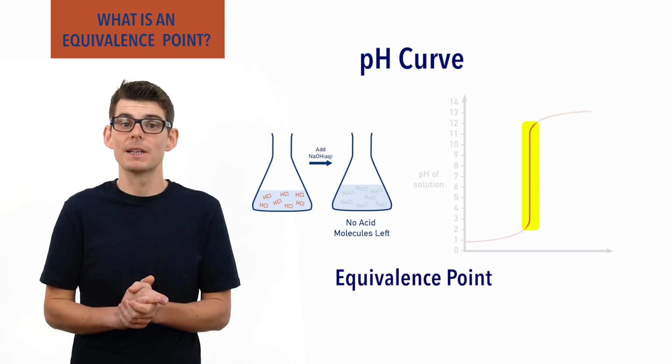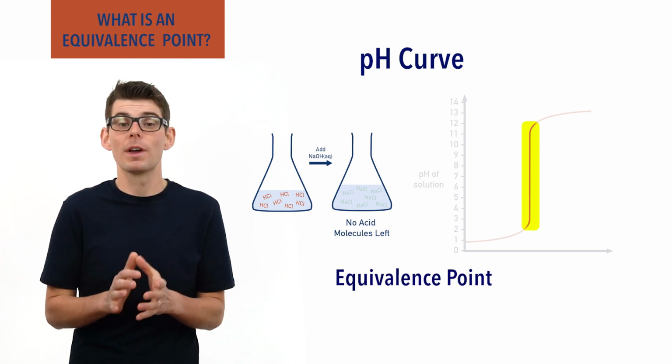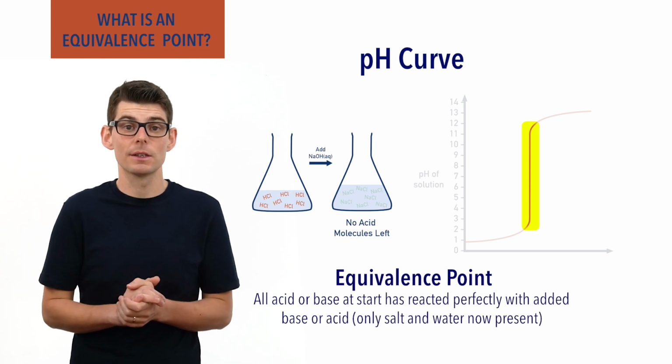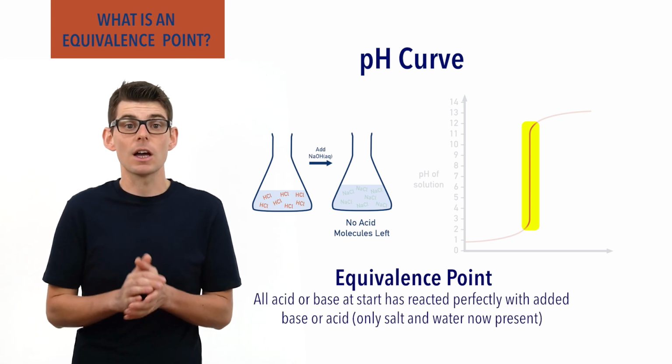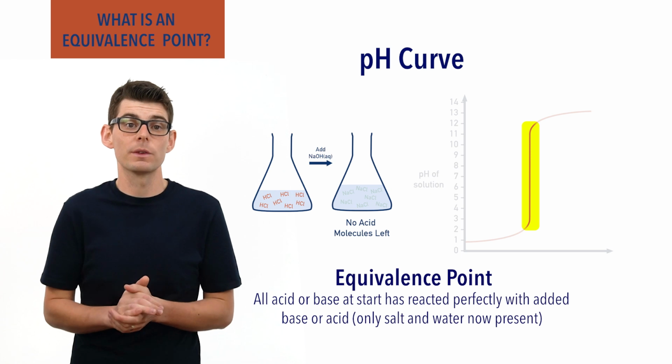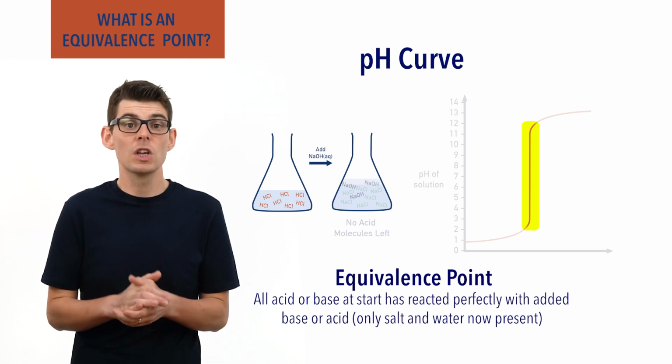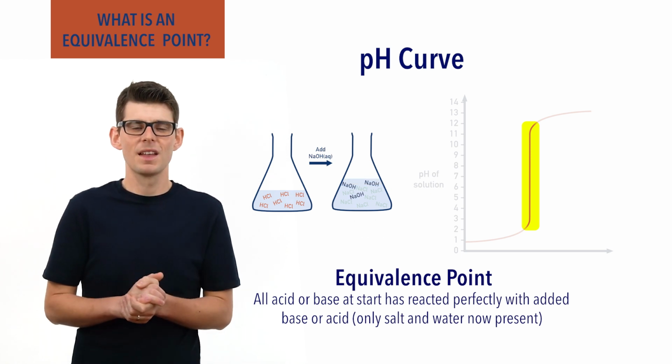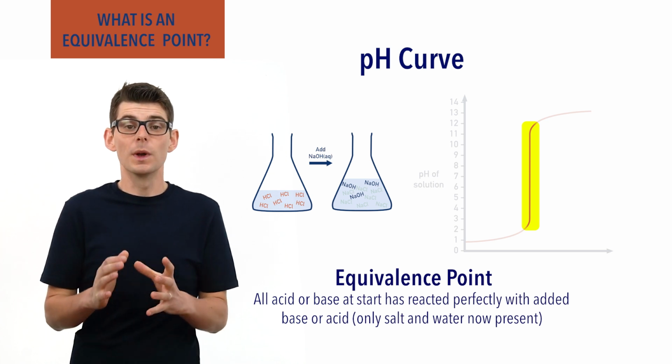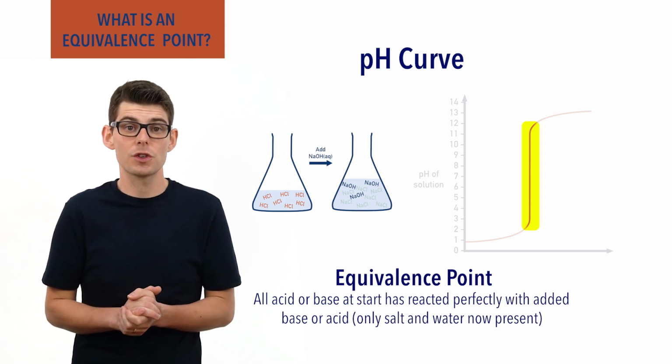Just enough base has been added to perfectly react with all the acid present at the start. Any extra base added after this has nothing to react with and causes the pH of the solution to rapidly change. This equivalence point will occur very suddenly in a titration.